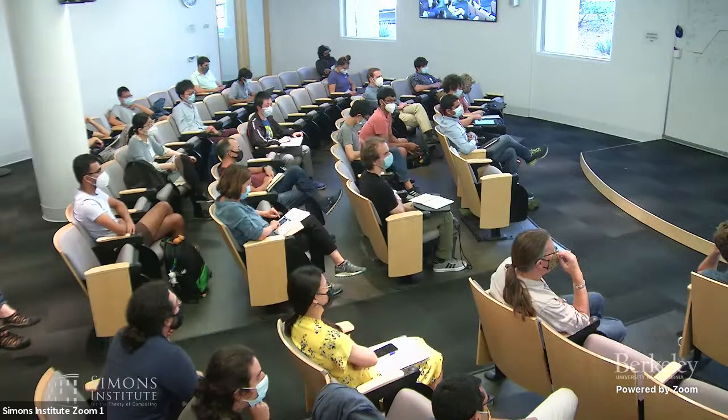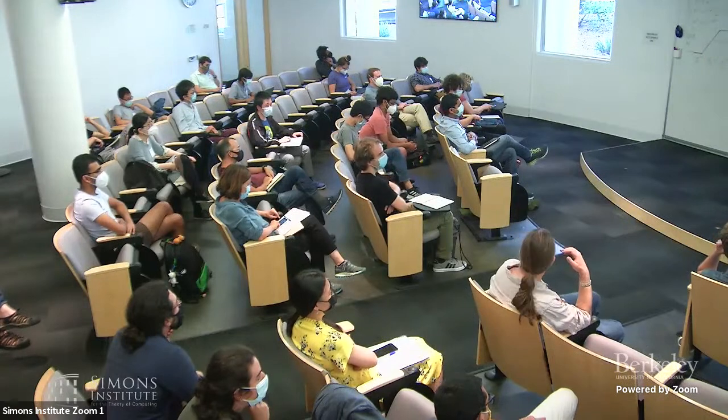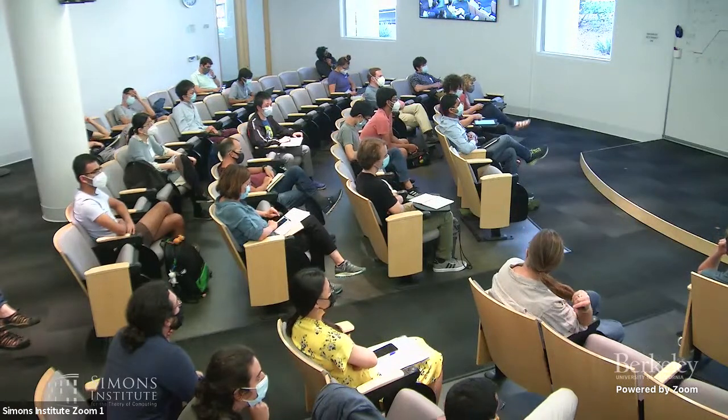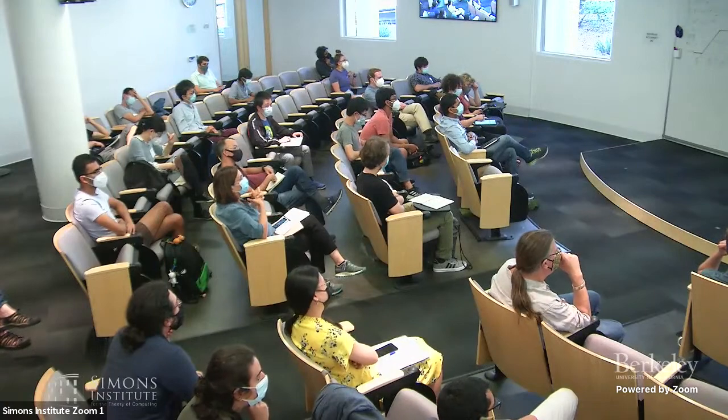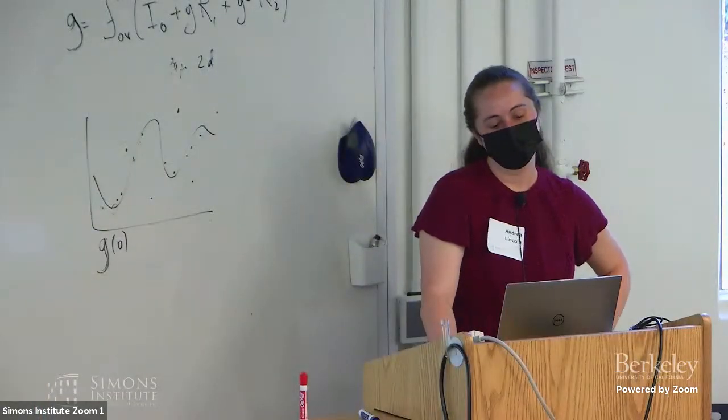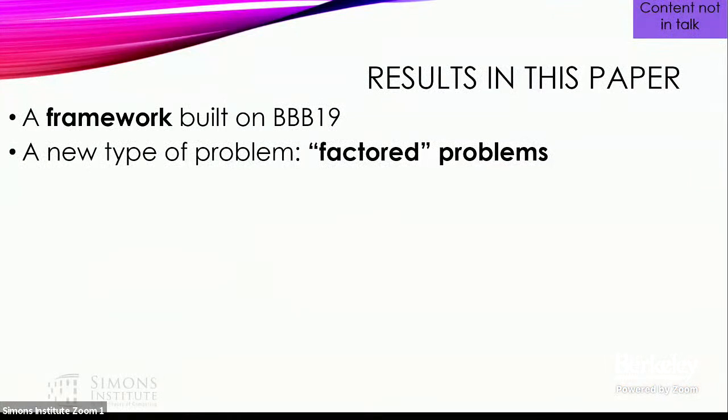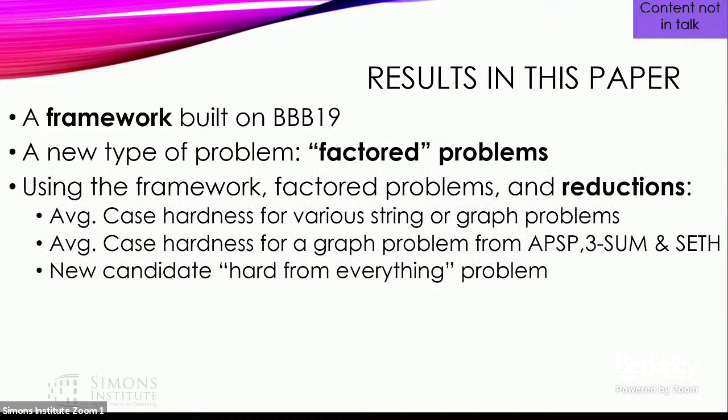Yeah. The results we covered were a framework built on this paper of Bressler, Boandasara, and Brennan. And we defined this new type of problem, which I have mentioned but not defined, called a factored problem. And we're able to show a bunch of reductions from the various hypotheses I mentioned, all pairs shortest paths, three-sum set, to a bunch of graph and string problems.